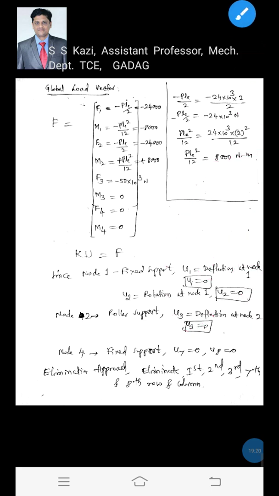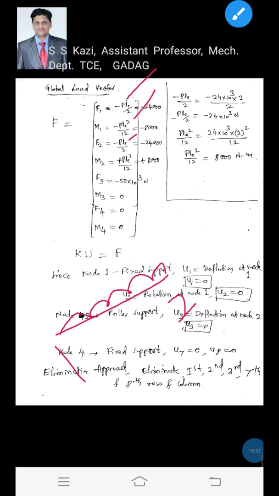Now if the element is subjected to UDL like this, then the formula to determine the load vector for the element subjected to UDL is given by minus PLe by 2, minus PLe square by 12, minus PLe by 2, plus PLe square by 12.